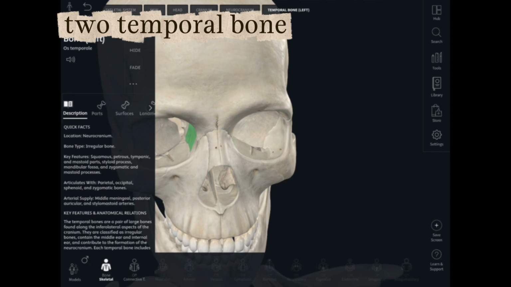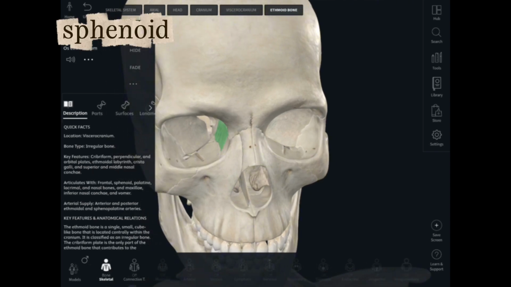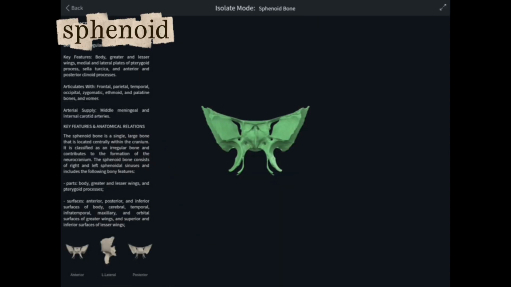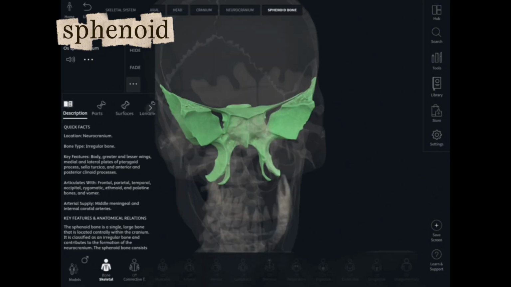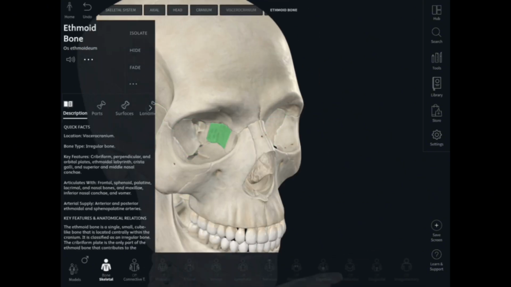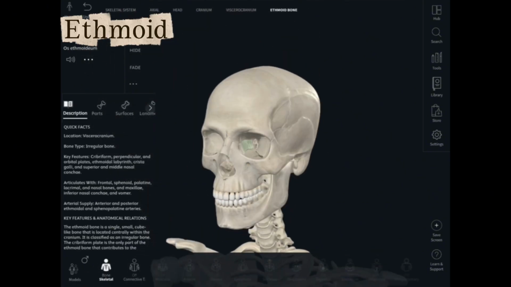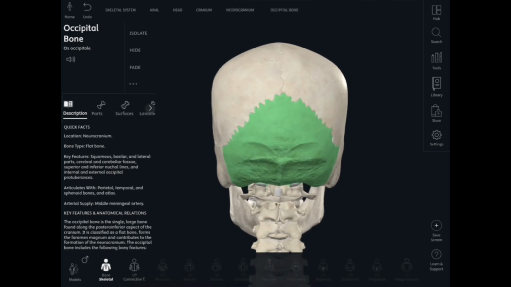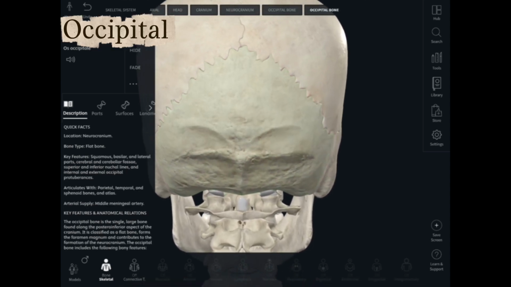And we have the sphenoid here. Oh, wait. This is the sphenoid, and it looks like a butterfly. And we have the ethmoid here. We also have the occipital.